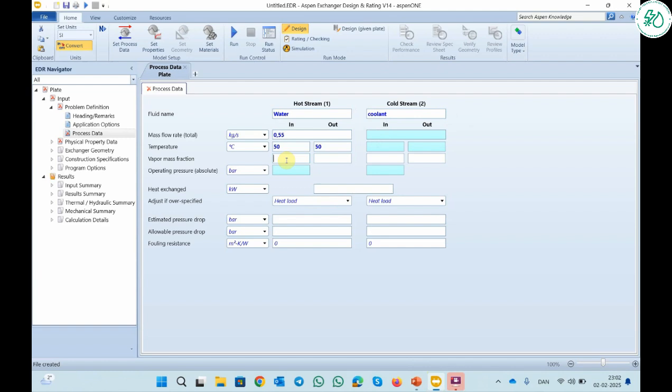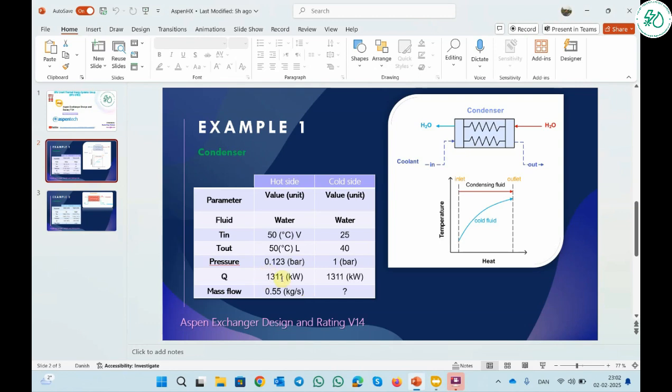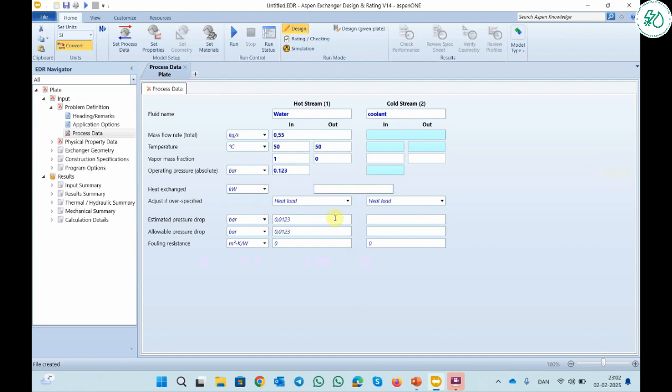But the vapor mass fraction at input is 1 and the vapor mass fraction at output is 0. The pressure is about 0.123, and the amount of heat transfer between two streams we should input from our example into the software.